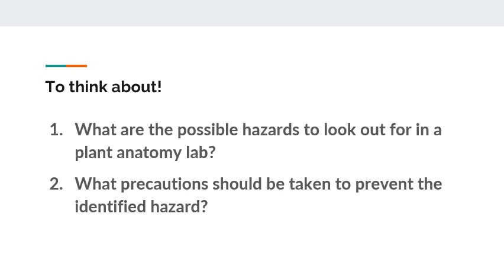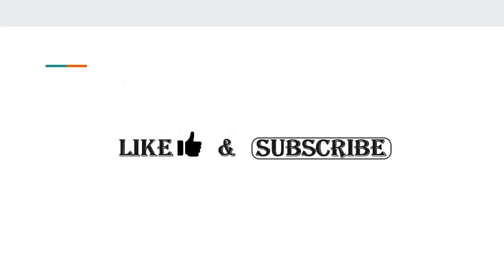And if you come up with possible precautions that one could take to prevent or minimize the identified hazards, then the next time you prepare for your plant anatomy and physiology laboratory session, kindly remember to be prepared for these hazards.